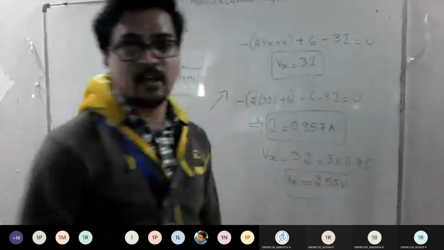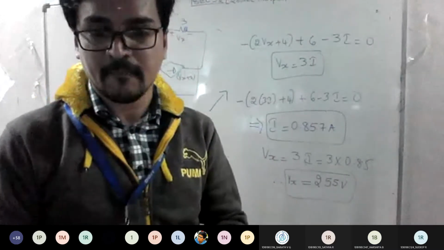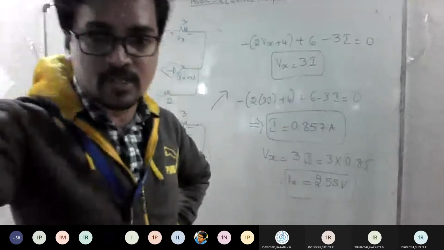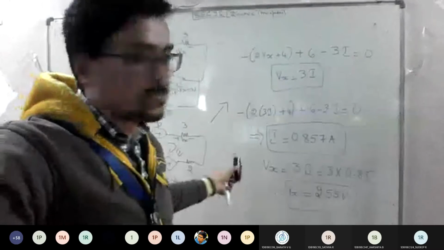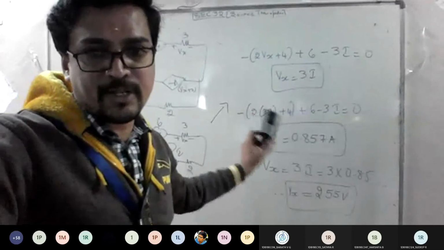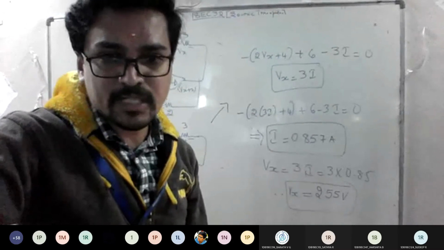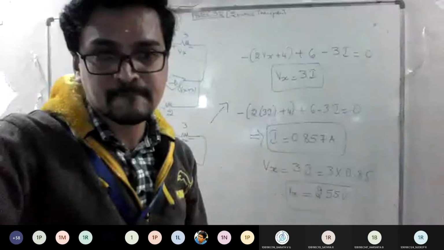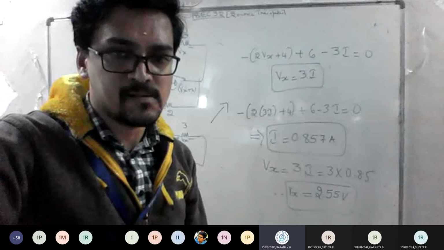See, that is the end of the problem. Understood now, everyone? Got the logic here? How to solve the problems on source transformation: irrespective of dependent or independent, stick to the procedure. If you know KCL, KVL, you just need to apply voltage to current, current to voltage, and get the answer. Any doubts, anyone till here? Am I clear? Yes, sir.